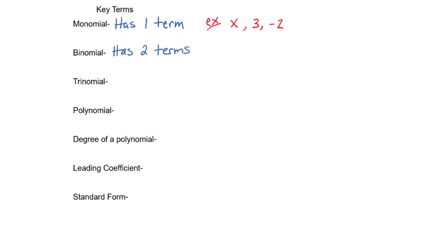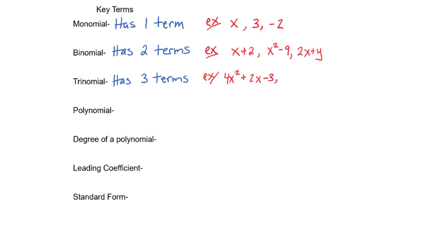A binomial has two terms. So that might be something like x plus 2 or x squared minus 9 or 2x plus y. A trinomial has three terms. So an example of a trinomial might be 4x squared plus 2x minus 3, or -x squared minus 9x plus 5, or x to the 5th plus x squared minus 4.